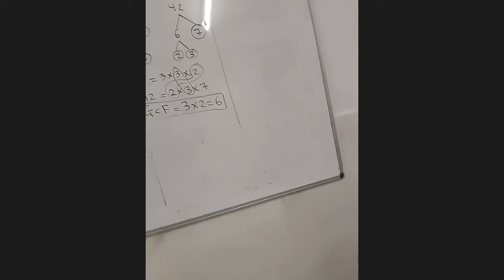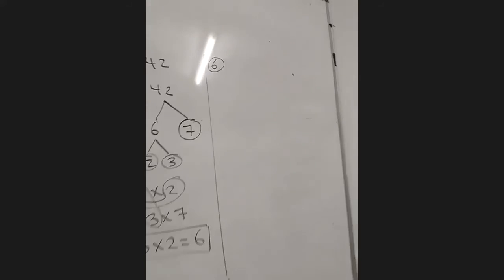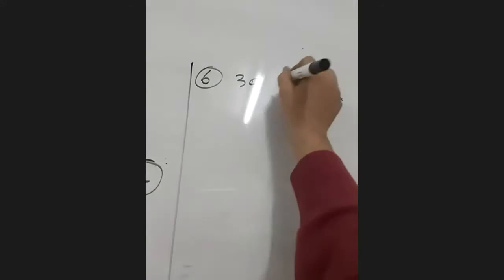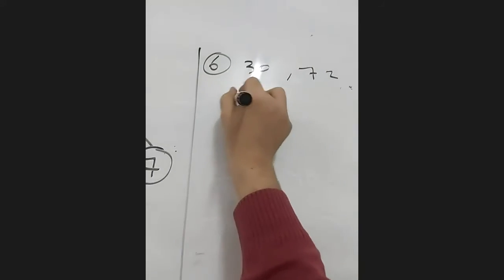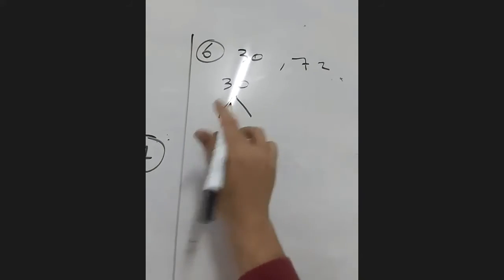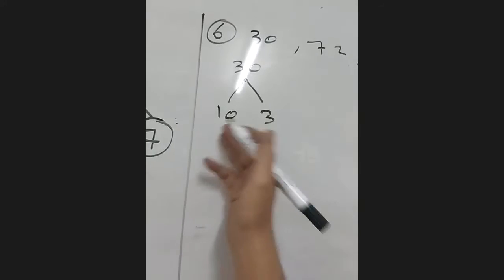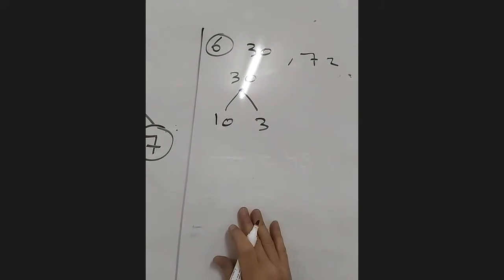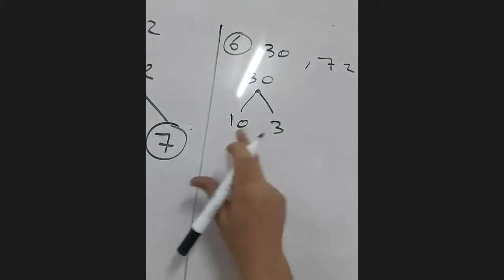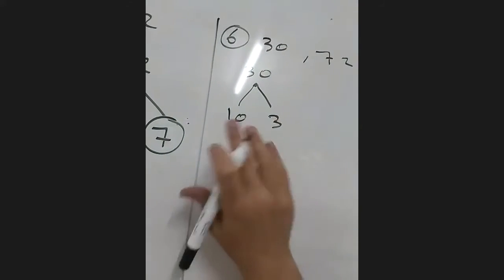Question 6. What do we have? 30 and 72. Let's start with the 30. Give me two numbers. 10 by 3, or 6 by 5, right? Yes, it's the same. You can choose 10 by 3 or 6 by 5, it's the same.